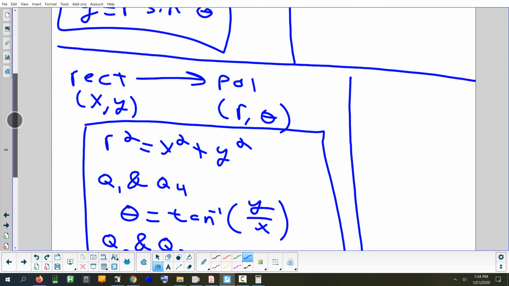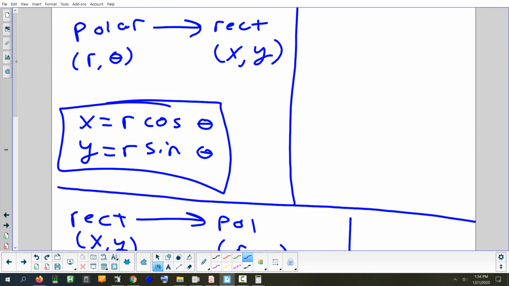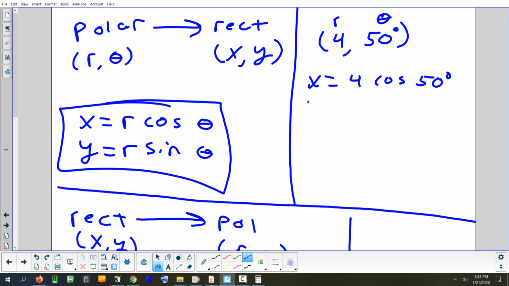And I'll do one example of that. Okay, so polar to rectangular. 4, 50 degrees. That is a point in polar. Okay, to change to rectangular. That's r, that's theta. X is going to be r cosine theta. Y is going to equal r sine theta.